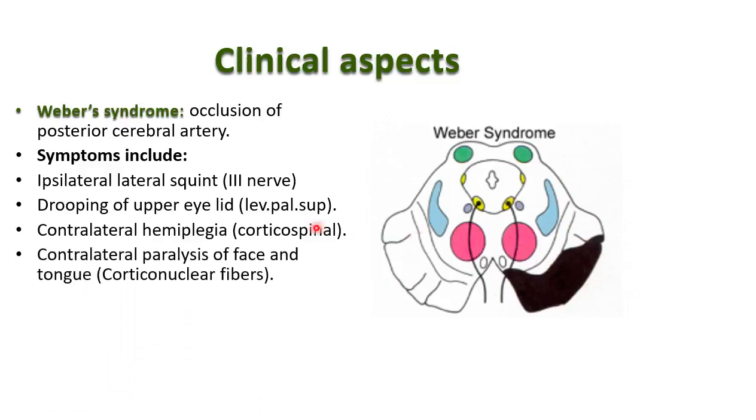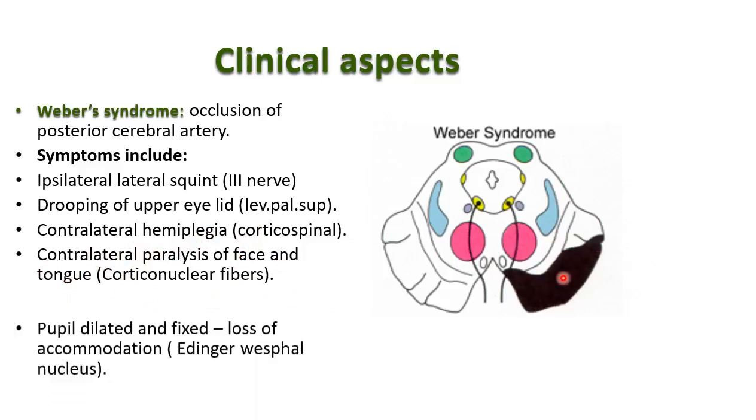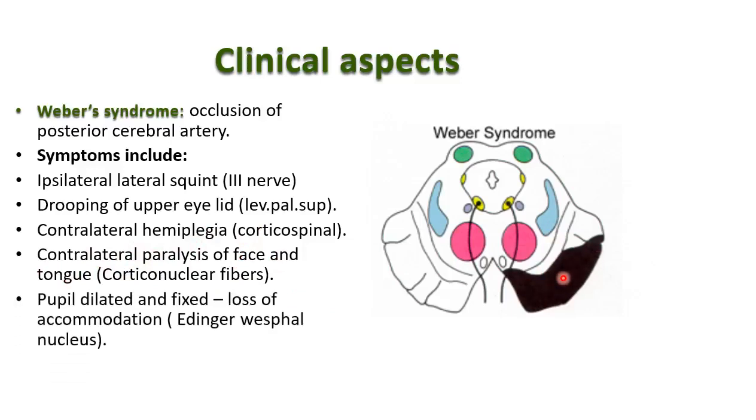Then contralateral paralysis of face and tongue, again because of the hypoglossal nerve and facial nerve nucleus. Lower corticonuclear fibers are affected because they all pass through this intermediate area. And you also have loss of accommodation reflex because the Edinger-Westphal nucleus is affected. So pupils are dilated and fixed. It cannot accommodate. Pupillary constriction or dilatation does not take place.